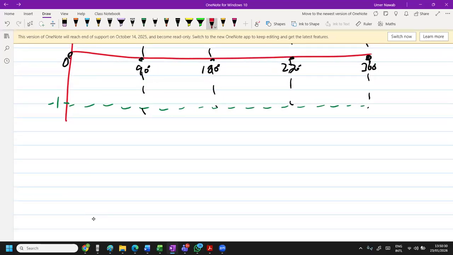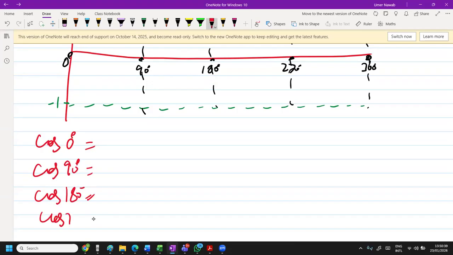Now, next thing is, what is cosine of 0? Check it on the calculator. What is cosine of 90? Check it. Cosine of 180? Cosine of 270? Cosine of 360? I check that cosine 0 gives me 1. Cosine 90 gives me 0. Cosine 180 gives you -1. Cosine 270 gives me 0, and cosine of 360 is also 1.